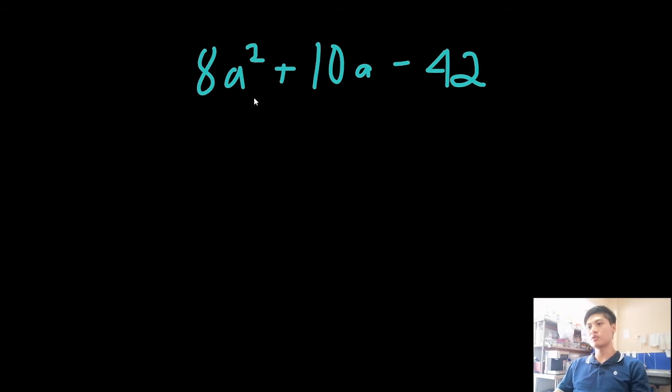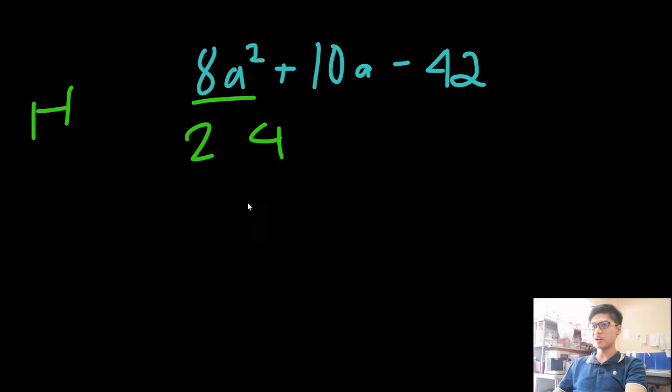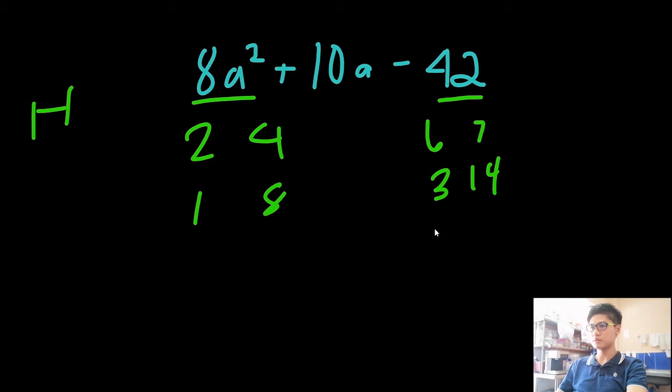Now, let's start with getting the factors of 8a squared. The factors of 8a squared are none other than 2 and 4. Oh, by the way, we're going to be using the horizontal method. And then another factor pair for 8a squared, eliminating the a squared, is 1 and 8. And then for 42, its factors are 6 and 7, 3 and 14, 2 and 21, and 1 and 42, of course.